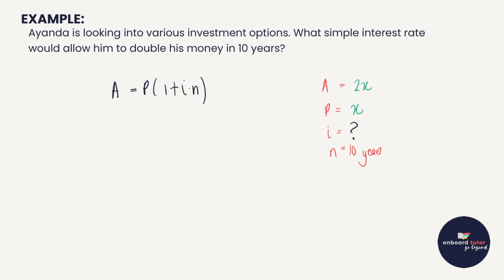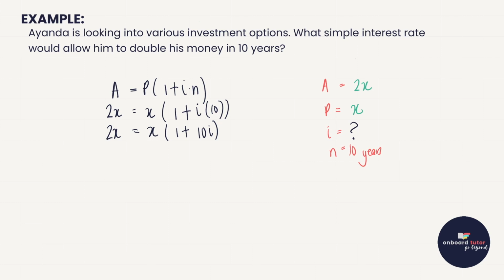So let's now calculate by substituting in what we've got. 2x, his future value, is equal to x(1 + i × n), where the interest rate is what we want, multiplied by n, so multiplied by 10 years. Now we're going to do some equations. x(1 + 10i).